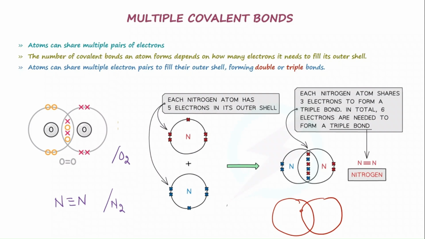So each one has shared 3 pairs, and we know that when one shared pair is present, we call it a single covalent bond. So when 3 are present, we call it a triple covalent bond. And this one, which is present between 2 oxygen atoms, is called a double covalent bond.